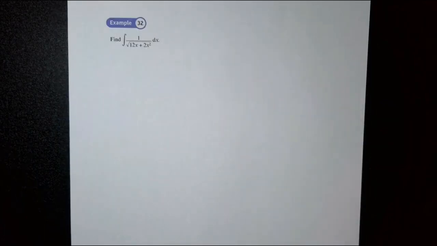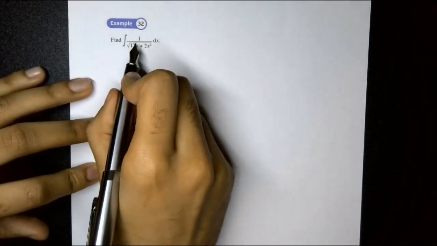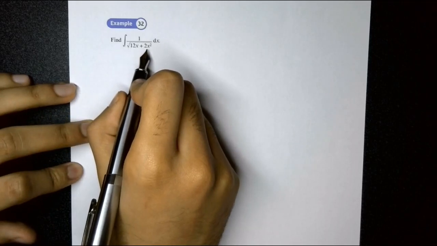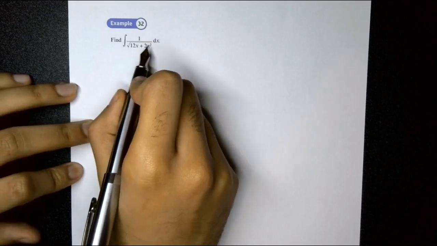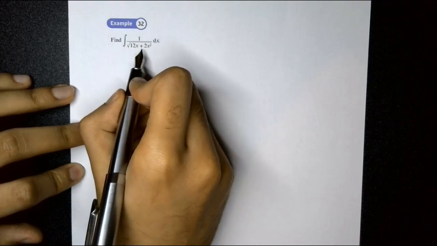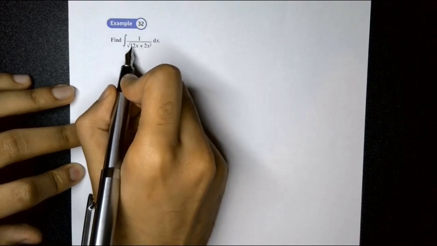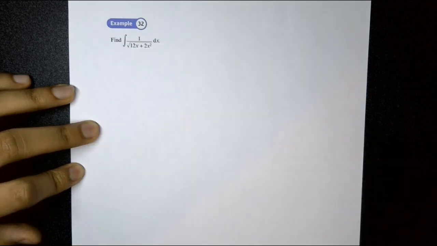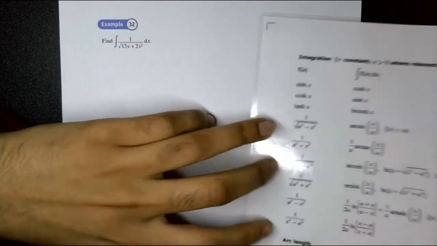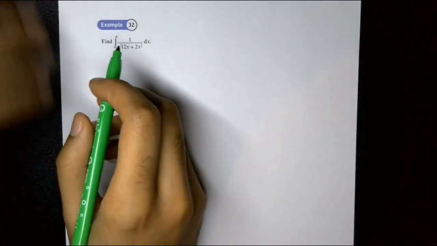Example number 32, we have to find the integral of 1 over the square root of 12x plus 2x squared with respect to x. And the way we approach these questions, if we take a look at the denominator, we want to complete the square of what's under the square root. And that will make it easy, because we can then compare with what we'll end up with any of these integrals here.